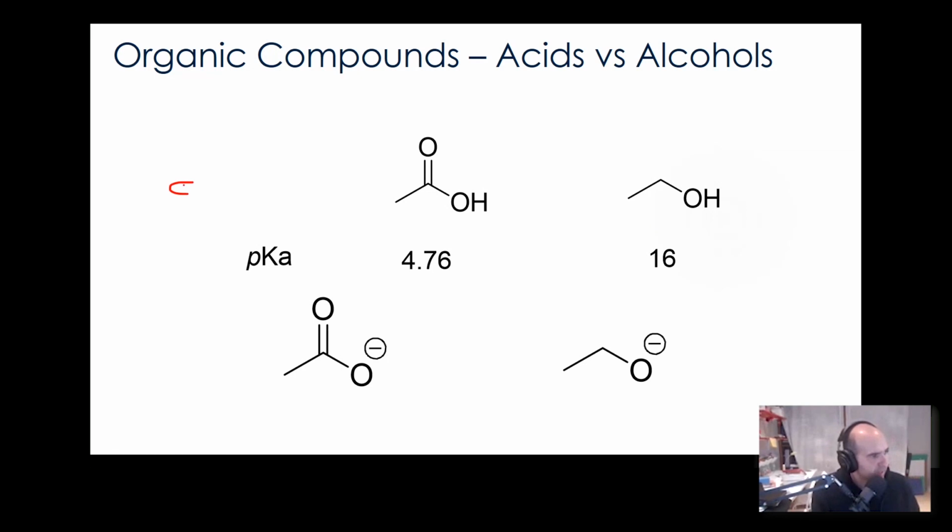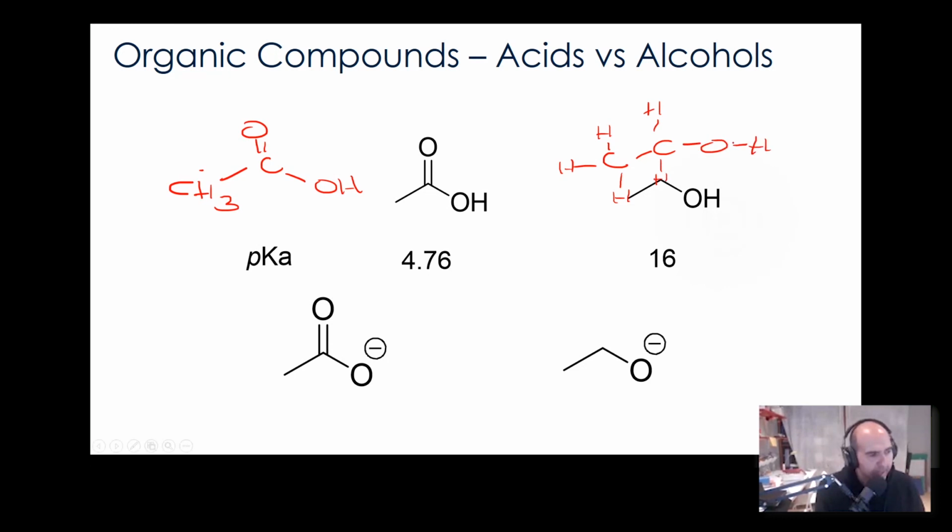So acetic acid is CH3, and this is the alcohol, similar. Now, acetic acid is acidic. It has a pKa of about 4.8, and ethanol here is not acidic, with a pKa of 16.